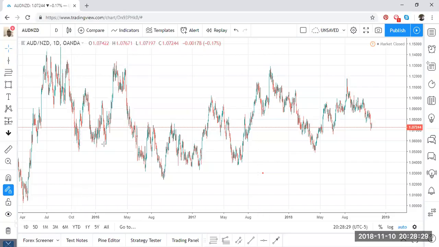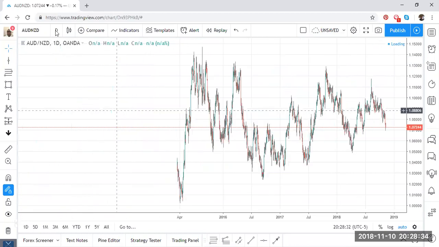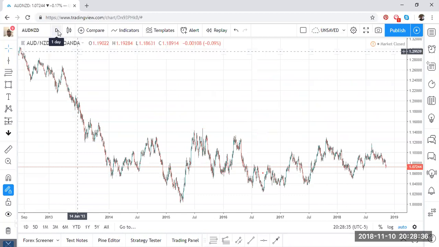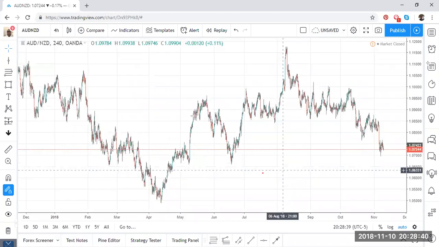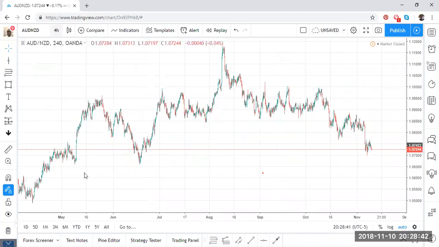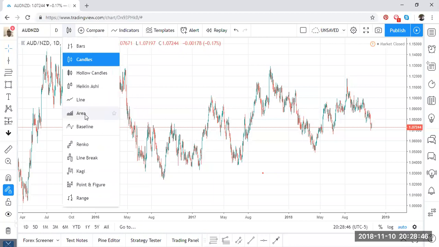So I trade on the 4 hour. So I would go one time frame higher, which is the day chart. I would change from the 4 hour and go to the day chart. Then I would change from candles and go to line.